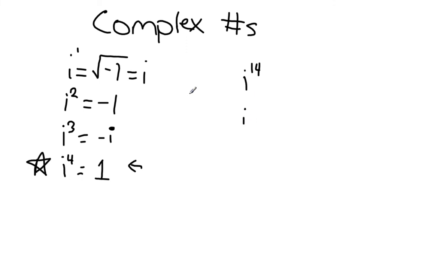Okay. So i to the 14th is indeed i to the 12th times i to the 2nd. i to the 12th is just 1. i to the 2nd is -1. And what is 1 times -1? -1. So i to the 14th is just -1. Okie dokie?